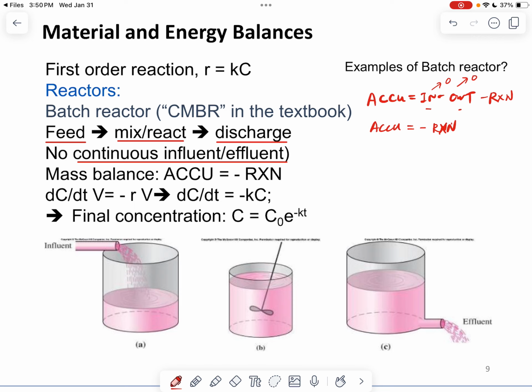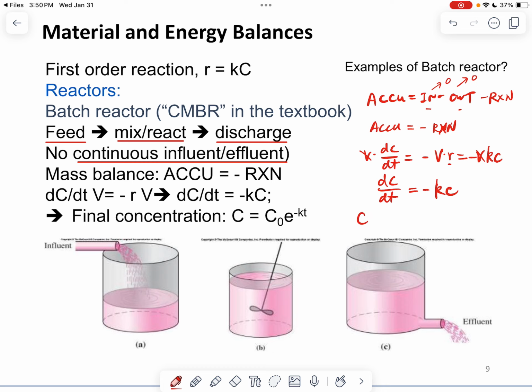I will further mention that the accumulation can be represented as V dC/dt, right? And then the reaction term is represented as V multiplied by r. And further, we assume it's a first order reaction where r equals k multiplied by C. So V gets cancelled, and you have dC/dt equals minus kC. So this is quite familiar, right? This is the solution for the first order reaction.